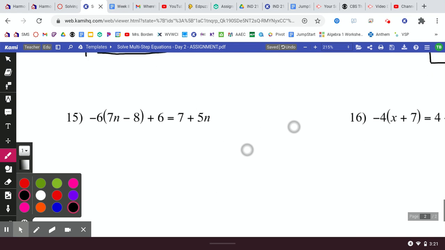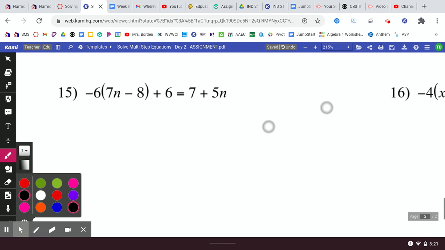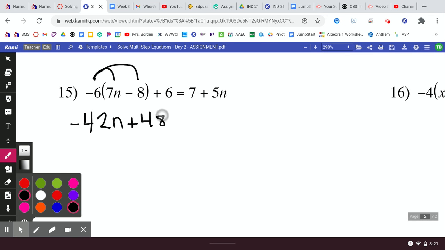Okay, number 15. Okay, well, this is going to incorporate all of our steps. So distribute, combine, moving, and then dividing. All right, so first we're going to distribute. That's always step 1. Negative 6 times 7 is negative 42n. Negative 6 times negative 8 is positive 48. And then I'm just going to write this plus 6 because I didn't do anything with it.